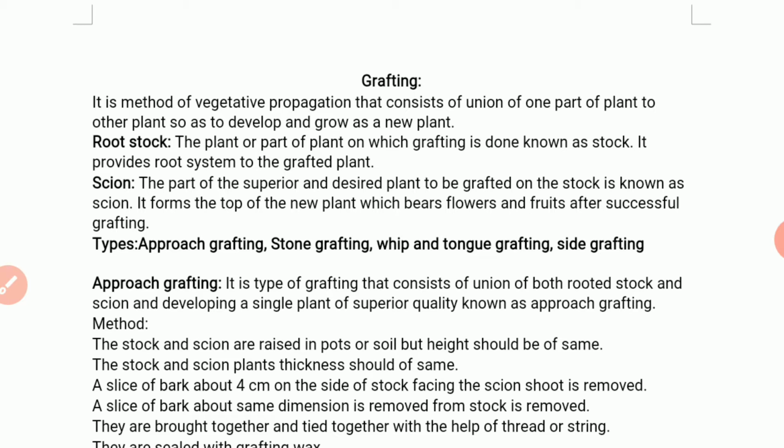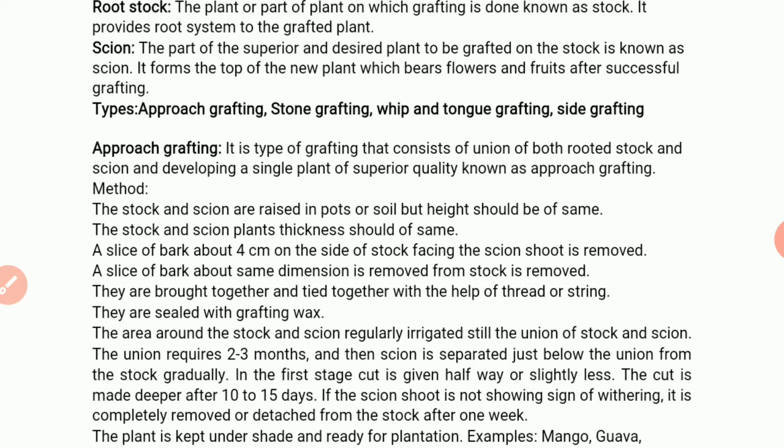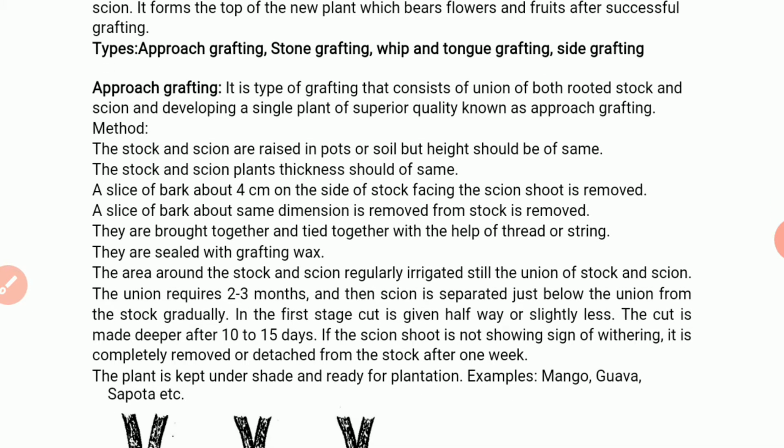So let's see one by one. First one is approach grafting. It is a type of grafting that consists of union of both rooted stock and scion, developing a single plant of superior quality, known as approach grafting. Let's see the method of approach grafting. The stalk and scion are raised in pots or soil, but the height should be the same. The stalk and scion plants' thickness should be the same.